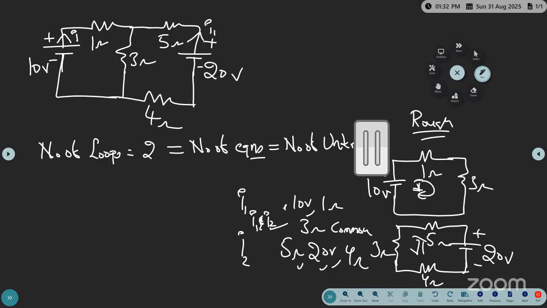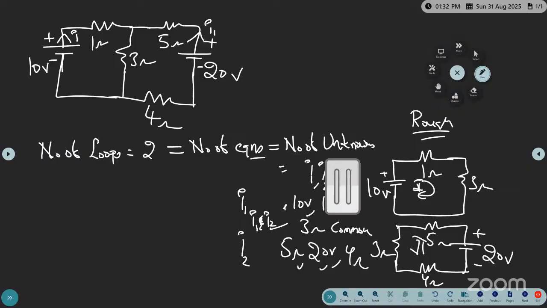How many unknowns will you get? 2 unknowns. What are they? This is mesh analysis, so the unknowns are always currents. That is I1, I2, I3, and so on. So in mesh analysis, unknowns are always currents: I1, I2, I3, I4, I5, and so on. Okay, so this is the first step.